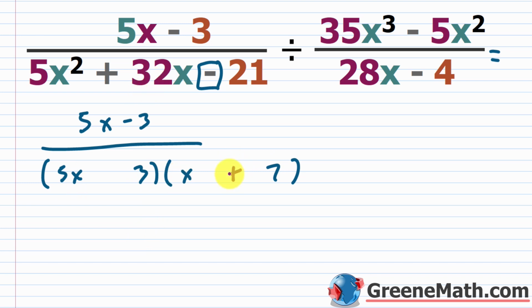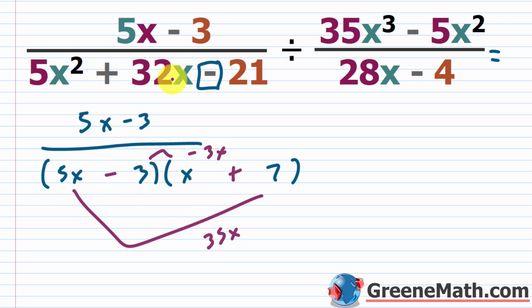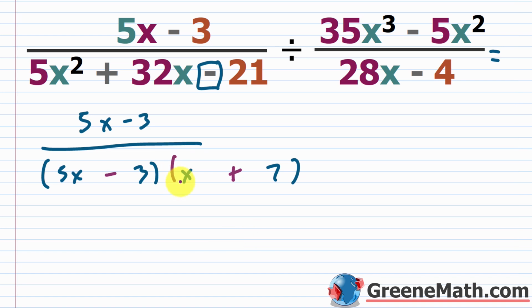I want this to be plus so that this guy is plus 35x, and this has to be minus so that this is minus 3x. So those two guys would combine to give me this plus 32x in the middle. So this is what I'm looking for. Okay, let me close that down.